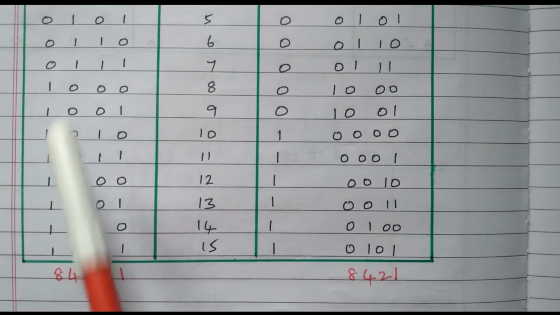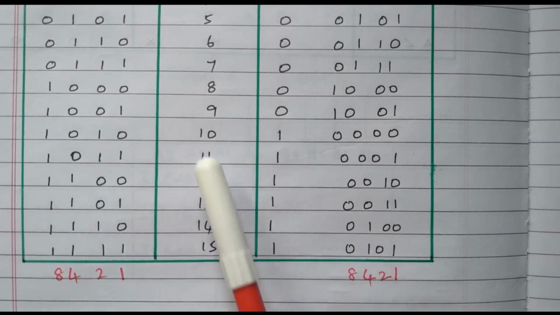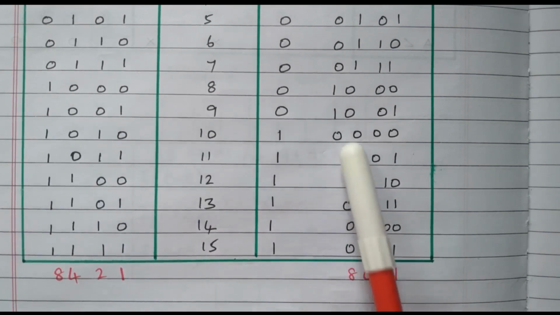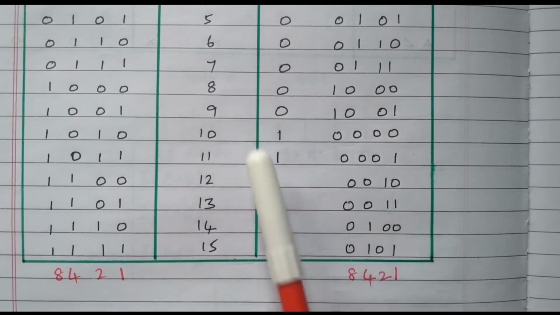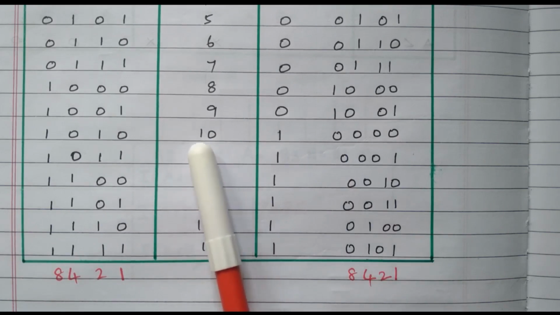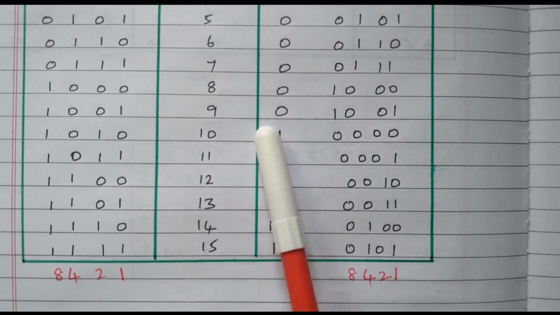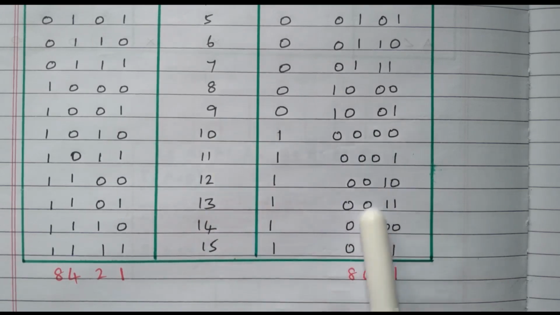So in binary, by using the weightage we can write it like this as it is. But in BCD, every digit is represented by 4 locations, 4 digits. For example, up to 9, 4 digits. From 10 onwards, 2 digits are there. So 1 is represented separately, this 0 is represented separately, right? So 1 requires 4 locations, this 0 requires 4 locations.